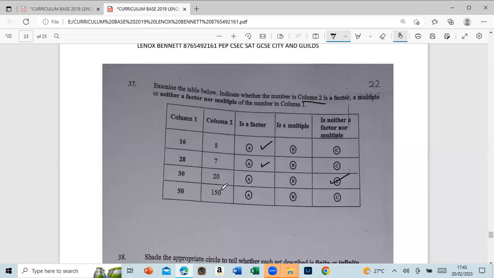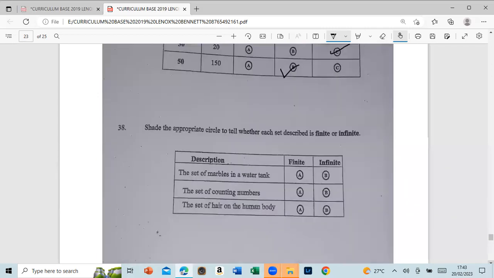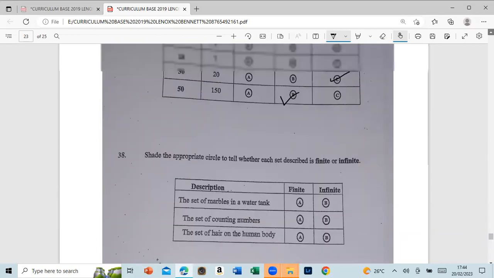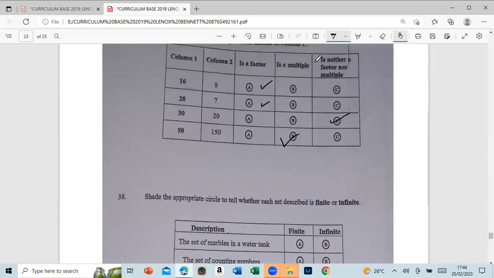Alright. 150 is not a factor of 50, but it will be a multiple. So this one should be B. Oh, 50 is a factor. 50 is a multiple of 50. That's the second column read first. So 150 is not a factor of this, and it's not a multiple of 50. So it's neither.